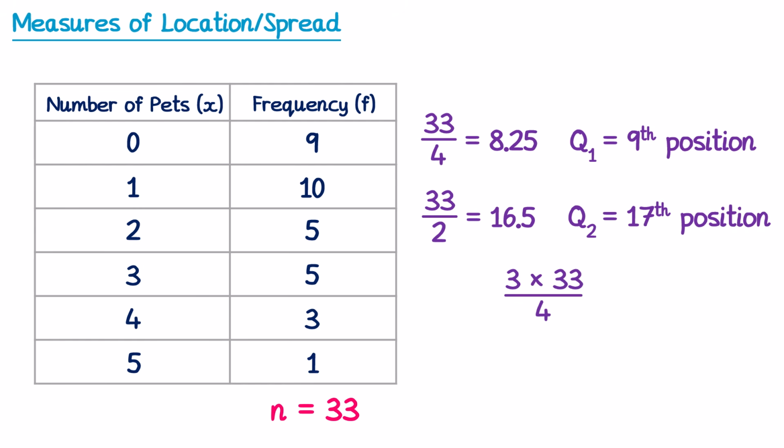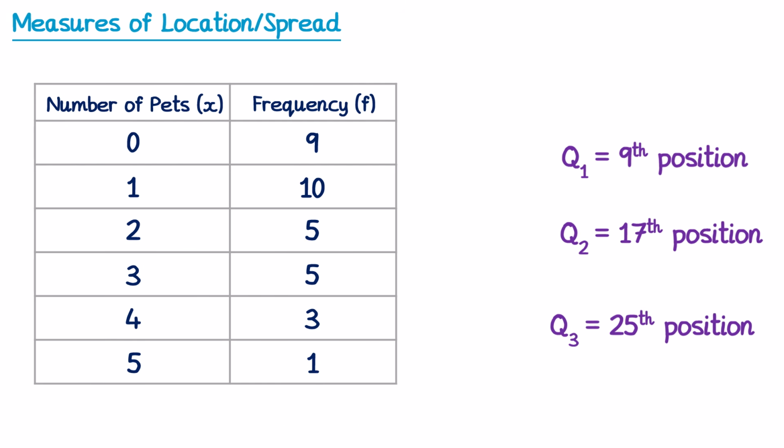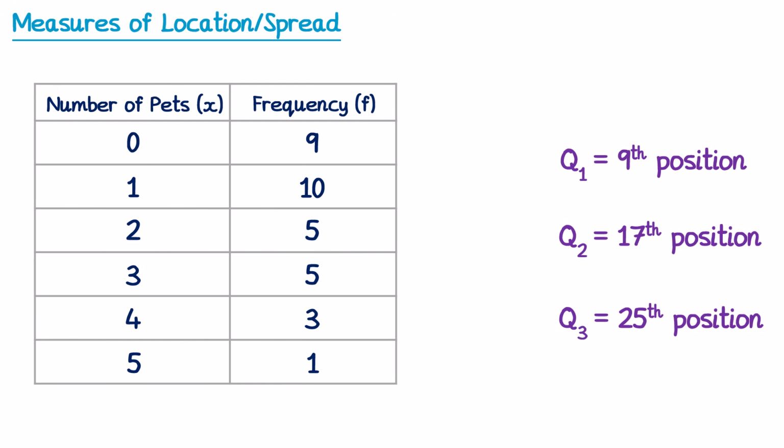And then we do 3/4 of this, which gives you 24.75. This is also not an integer, so we round it up to 25. So the position of the upper quartile is the 25th position. So we now know the positions where we can find each of these measures. We just need to find them.